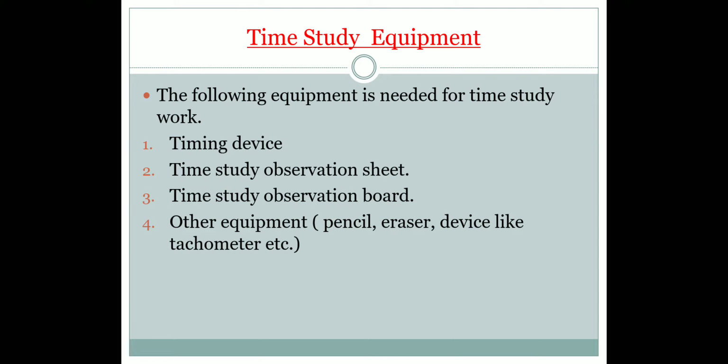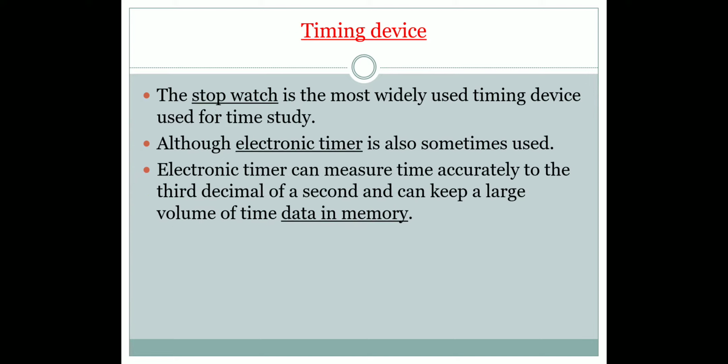Second is a time study observation sheet, also called time study forms. The time study observation board is also called a study board, and there are other equipment like pencil, eraser, and devices like a tachometer, etc. All of these equipments are needed for time study work, or we can call them time study methods. We will see them one by one. First is a timing device.